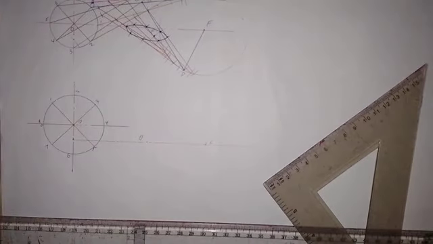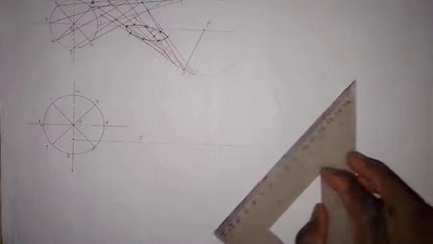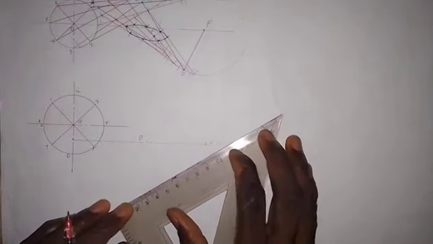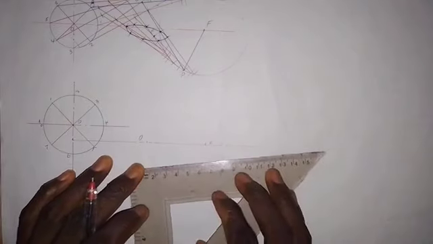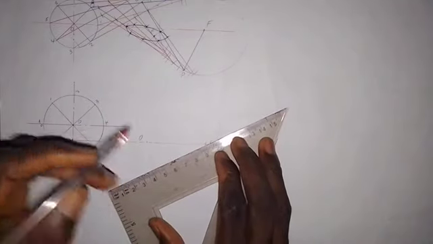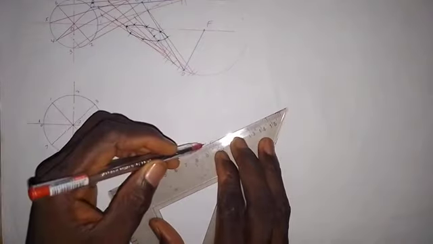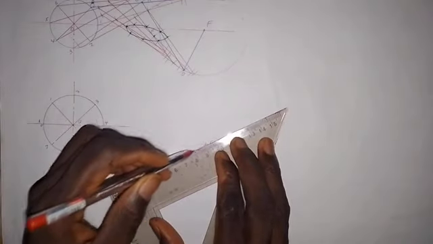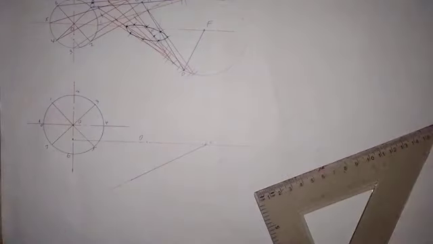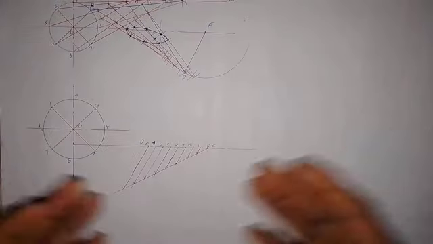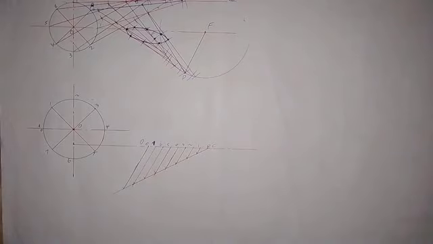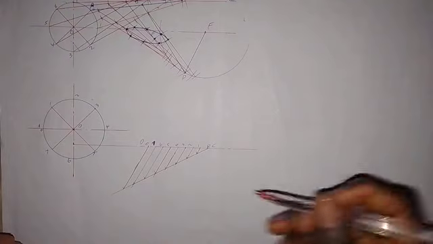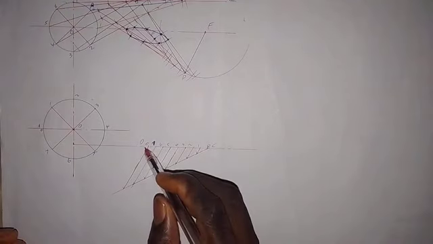Okay, now the next thing that we're going to do is divide this distance CD into a number of equal parts. I'm going to divide it into 8 equal parts, as I divided the circle into 8 equal parts. So we draw a line like this. I'm going to pause the video while I divide the line, which I believe you know how to do. Welcome back. I've divided the distance CD into 8 equal parts, as you can see, and I've numbered from 0 back to 0 here.